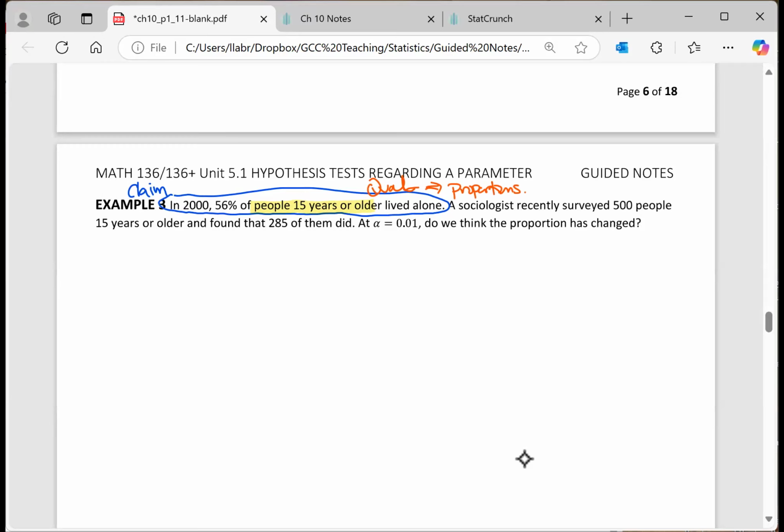All right, so let's go ahead and continue. Hopefully that is a good hint. Always do that. Always ask yourself, what is the claim? What is the variable? And then, is the variable qualitative or quantitative?